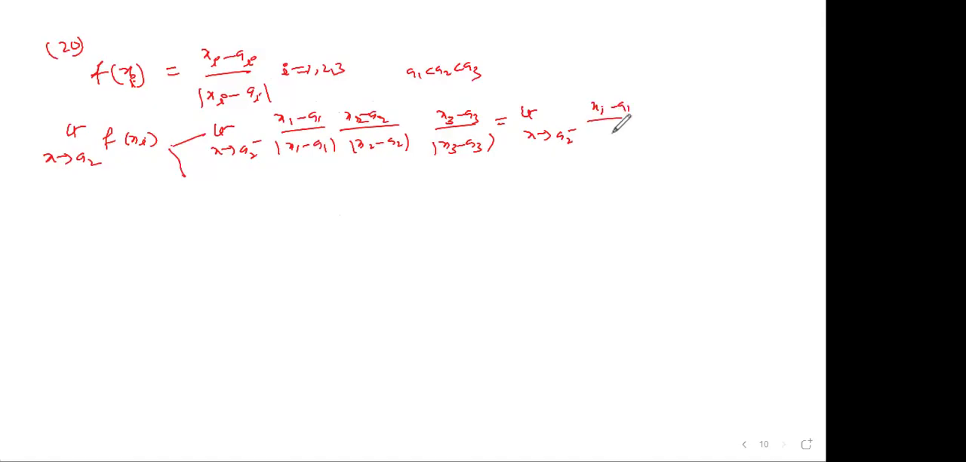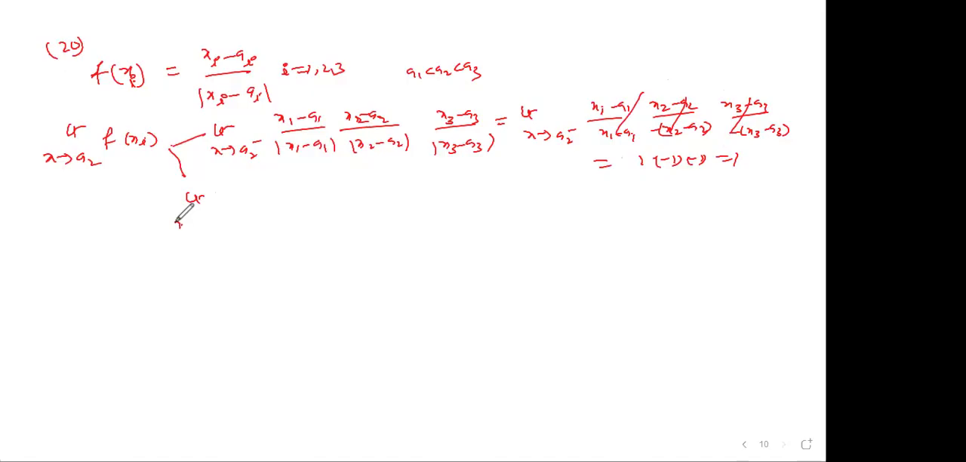So x1 minus a1 is positive, because a2 is much greater than a1. But the second one is negative: here x2 minus a2, if I write, I'll get minus. And the third case is also minus, x3 minus a3 divided by minus. What happened here? Everything gets cancelled. What you have is 1 into minus 1 into minus, so we got it as 1.